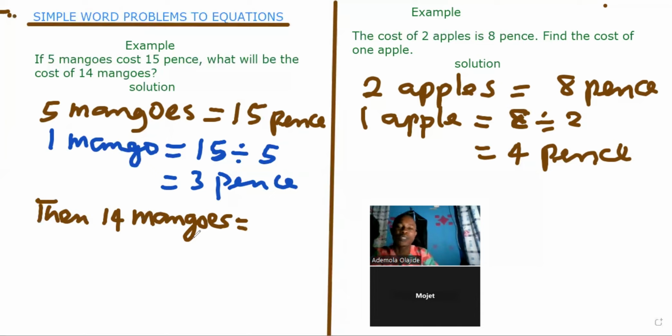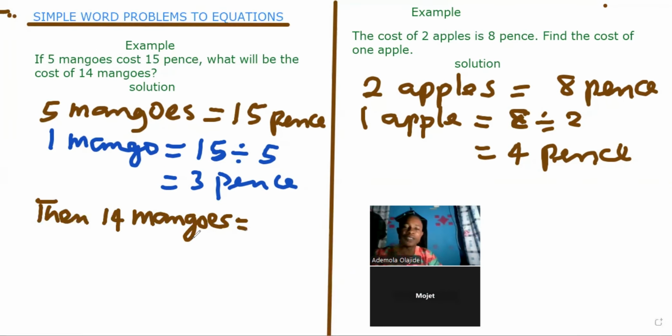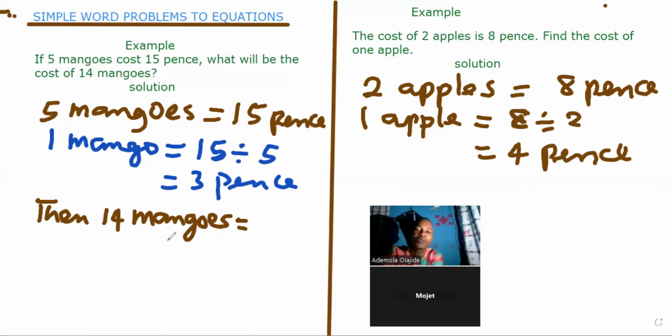So how are we going to get that? I just want to know the operation you are using. Are you multiplying? 1 mango is 3 pence, 14 mangoes will be what? Is it subtraction or division? Is it 14 divided by 3 or 14 times 3 or what? I'm asking you, if 1 mango is 3 pence and you need 14 mangoes, will you say 3 times 14 or 3 divided by 14 or 14 minus 3? Or what are you doing?